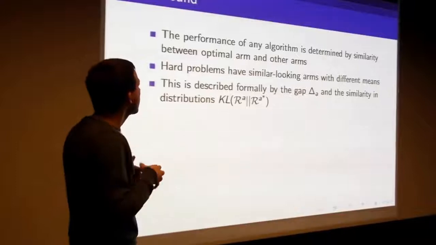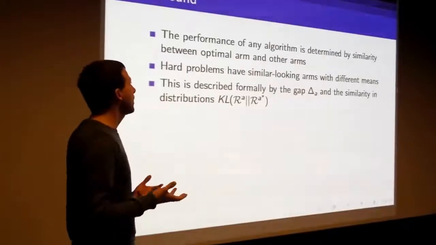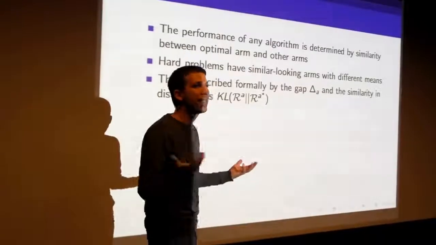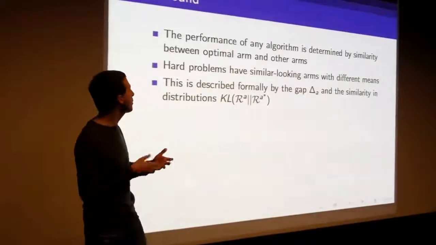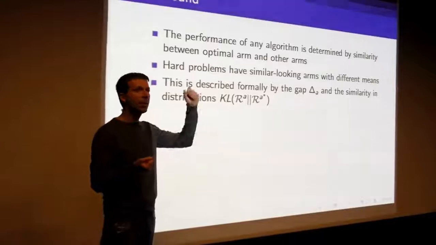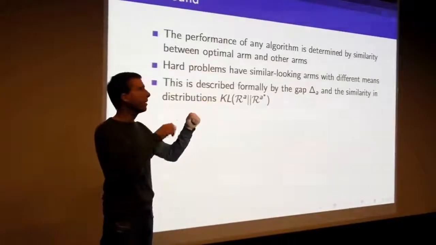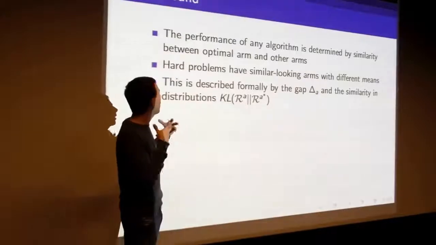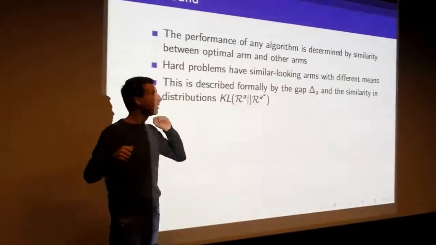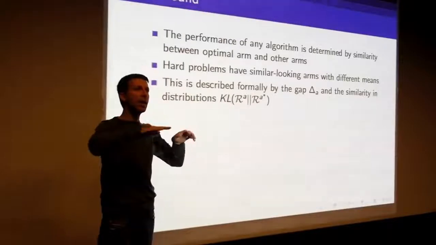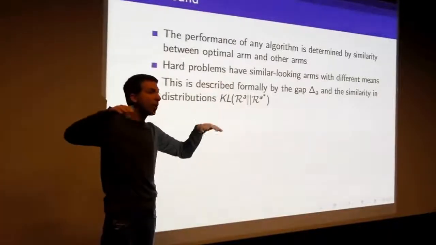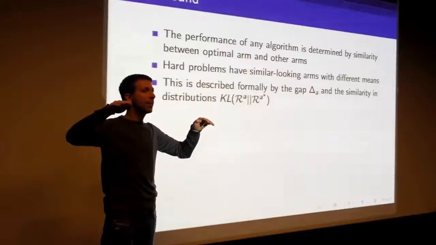So what is this lower bound? Well, the performance of any algorithm, what does it depend on? It depends on what makes a bandit problem hard or easy. Consider how similar the best arm is to the other arms. What makes a hard problem is basically a problem where you've got two arms which look similar, with overlapping distributions, so it's not obvious which one is the best.